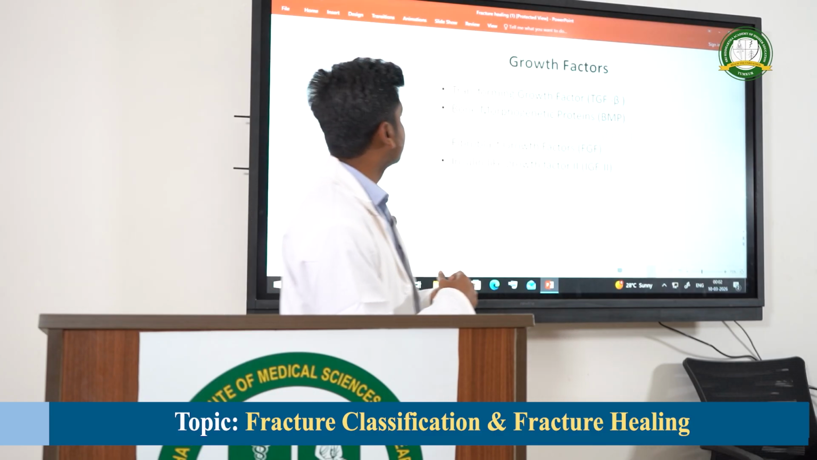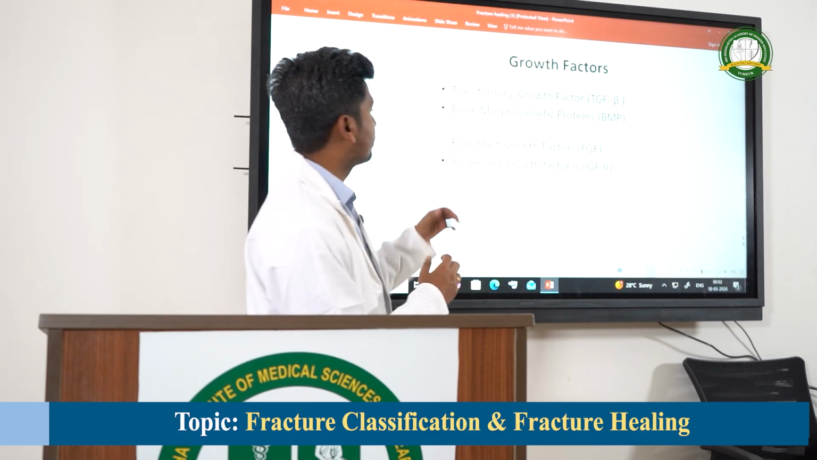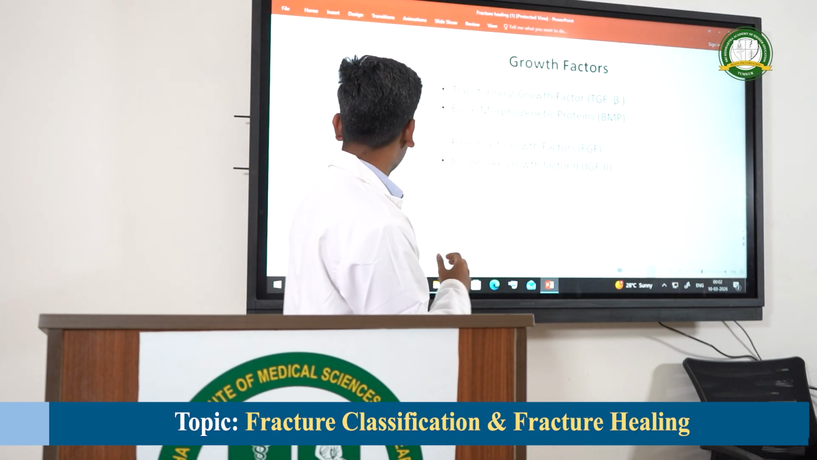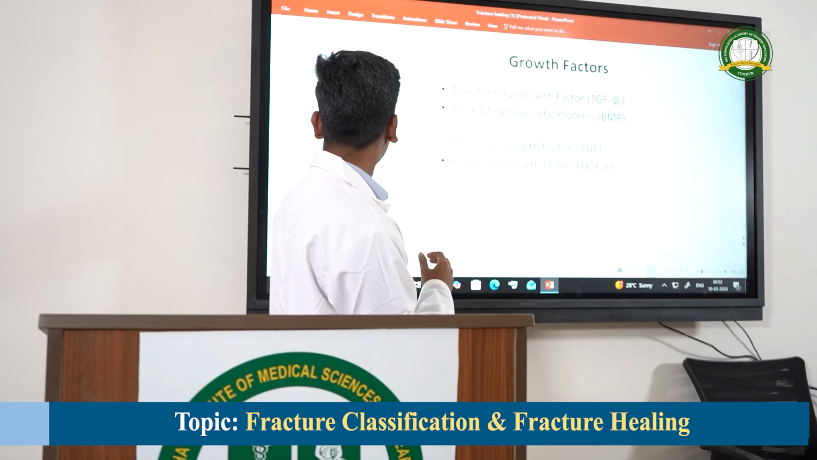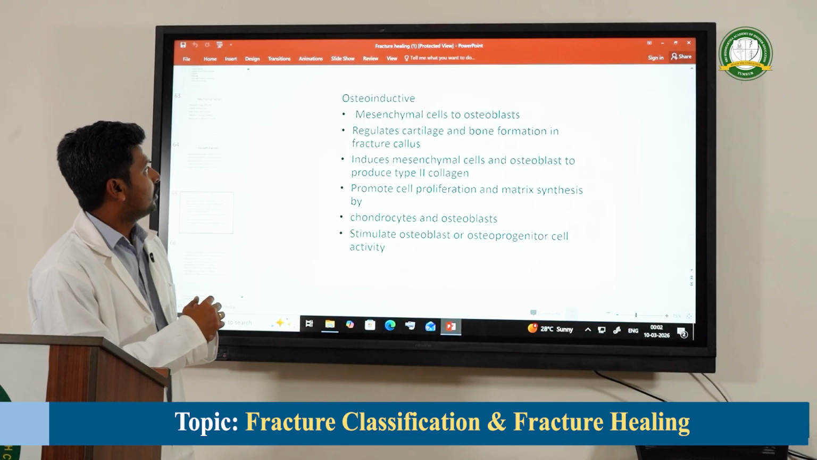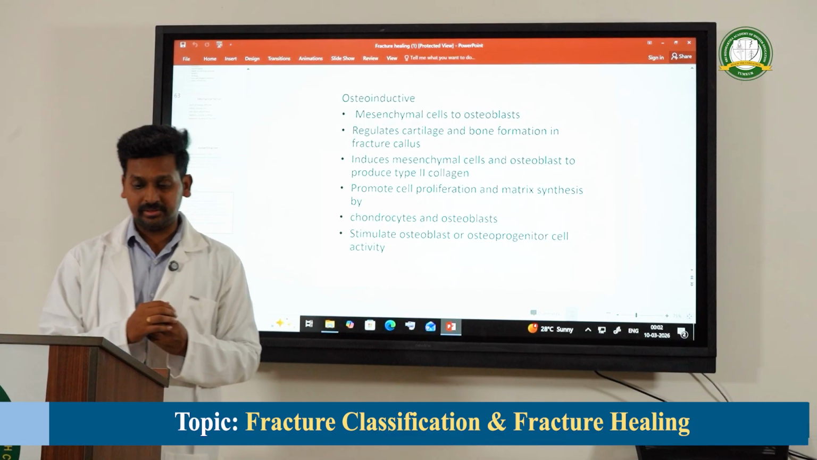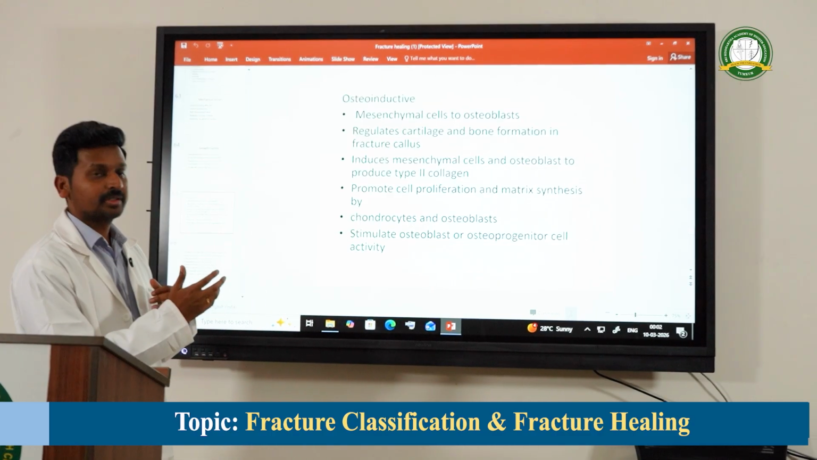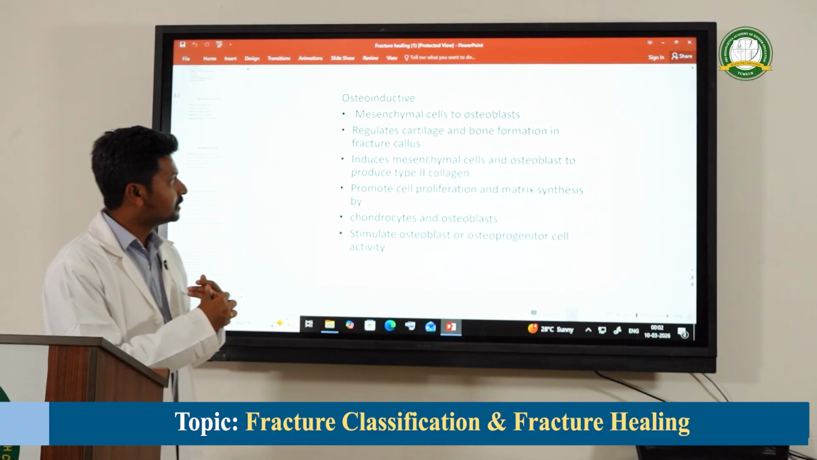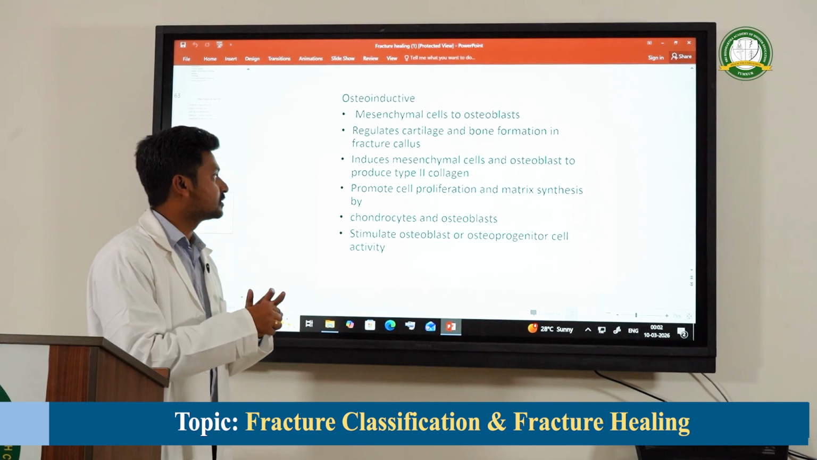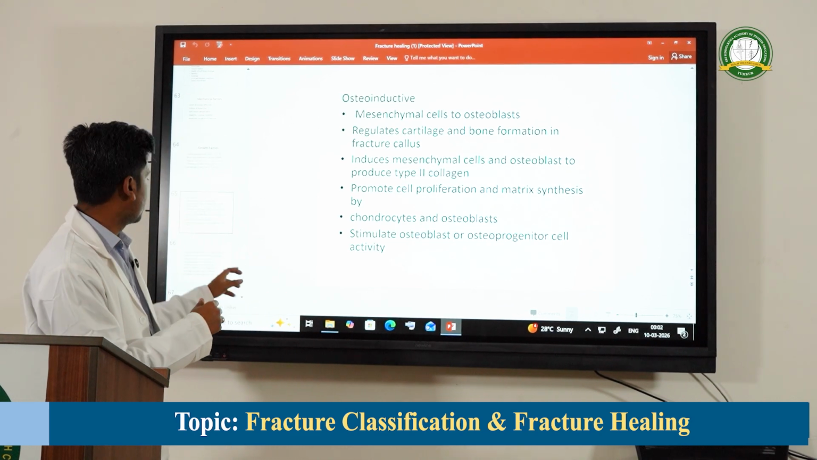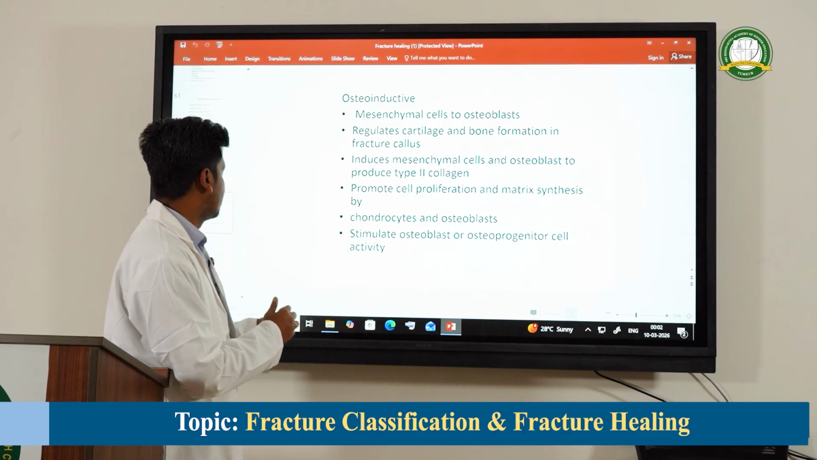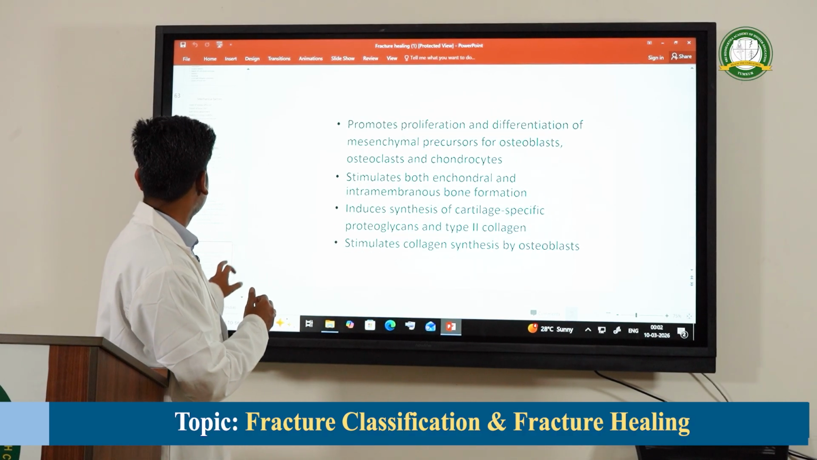So growth factors such as transforming growth factor beta, bone morphogenic proteins, platelet-derived growth factor, fibroblast growth factor, insulin-like growth factors, all of these promote fracture healing. So osteoinductive mesenchymal cells induce osteoblasts, which regulate cartilage formation and bone formation, and it induces mesenchymal stem cells and osteoblasts to produce type 2 collagen, which promotes cell proliferation and bone matrix synthesis. Chondrocytes and osteoblasts stimulate bone formation.